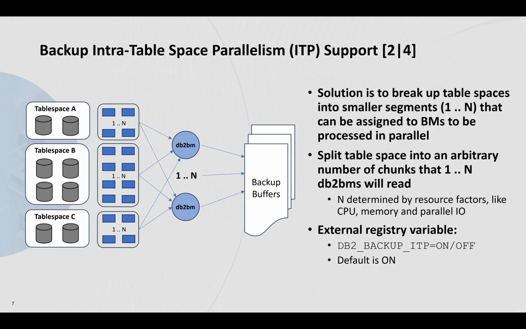But what I tried to show here is we took the table spaces on the left and we broke them up into smaller segments or chunks. And that is all dependent on the resources that are available to us. All right. If we have lots of memory, we can break these table spaces a little bit smaller. Extent size has a factor to play as well. But pretty much this is the diagram that you get. So now what happens is instead of a BM being assigned to a single table space, it's assigned to a chunk.